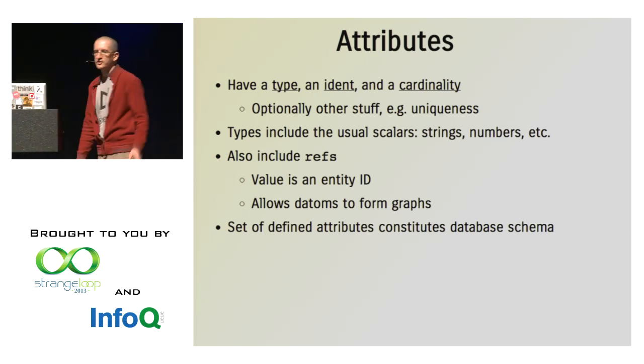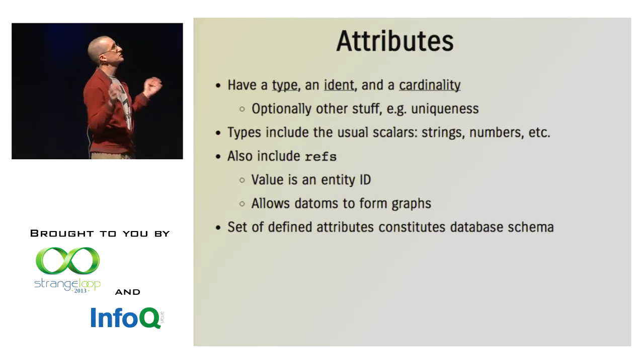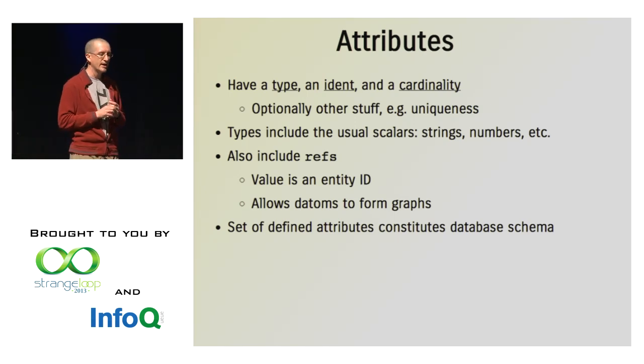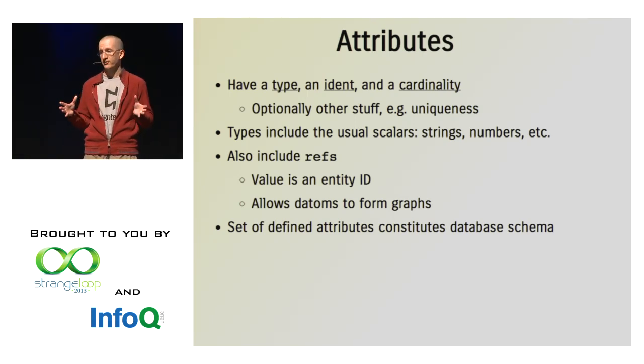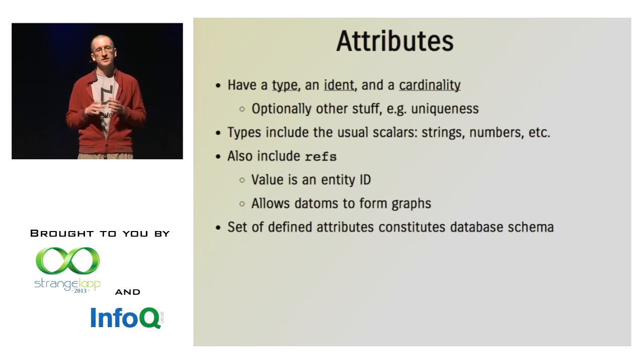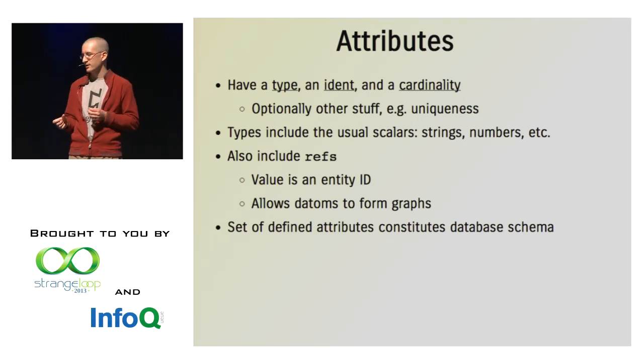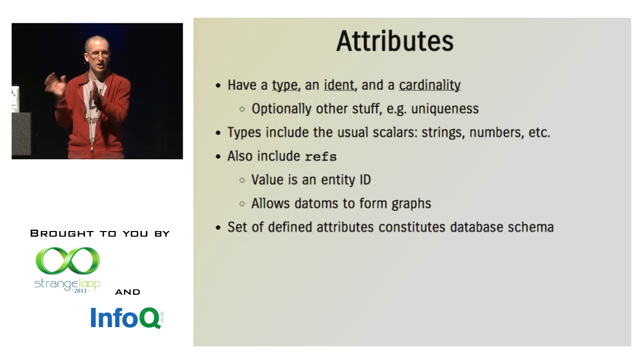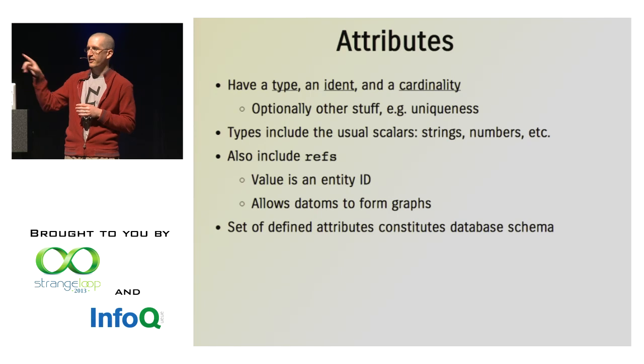Now, the types include the stuff you'd expect: strings, numbers, dates, whatever. There's also, significantly, an attribute that can have a type of ref. When an attribute has a type of ref, its value is the ID of another entity. The value is physically a number, but it's meant to be interpreted as that thing over there.